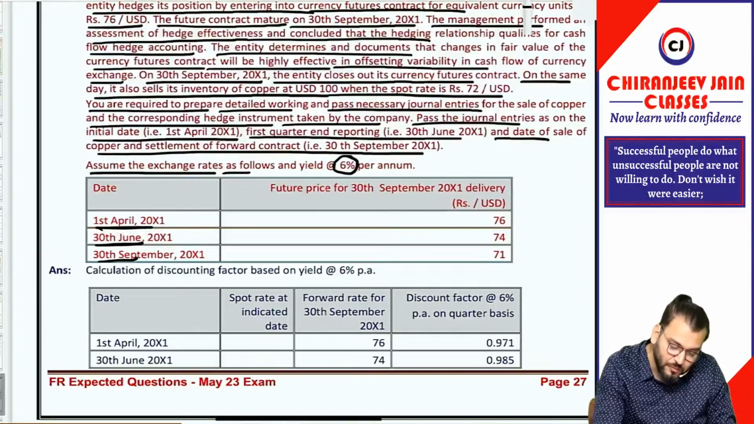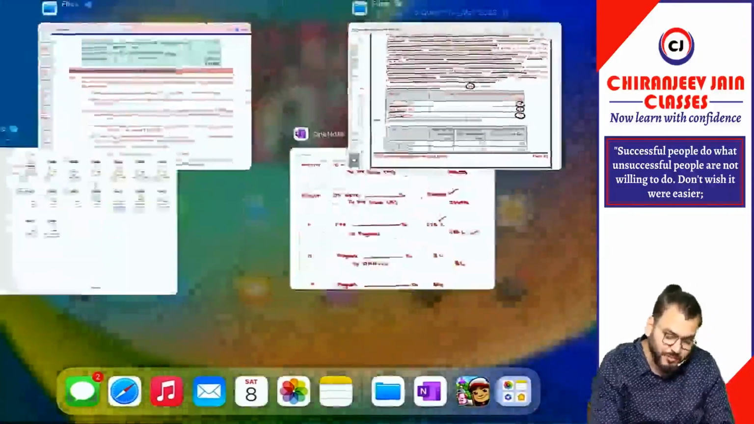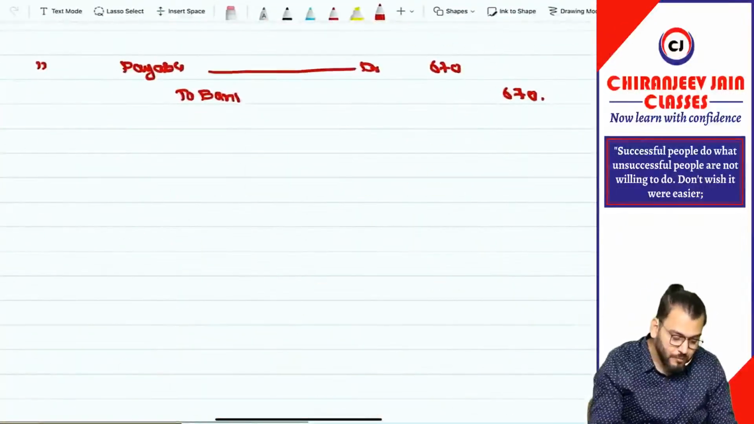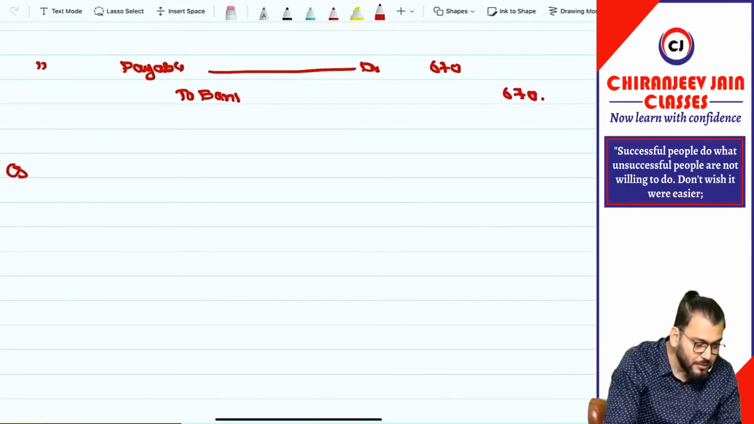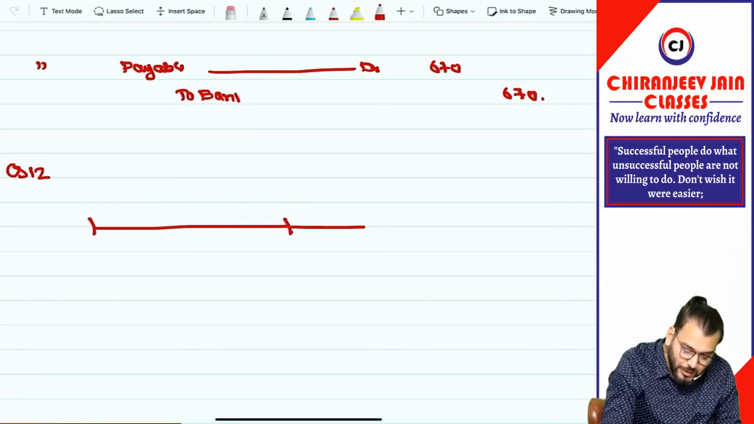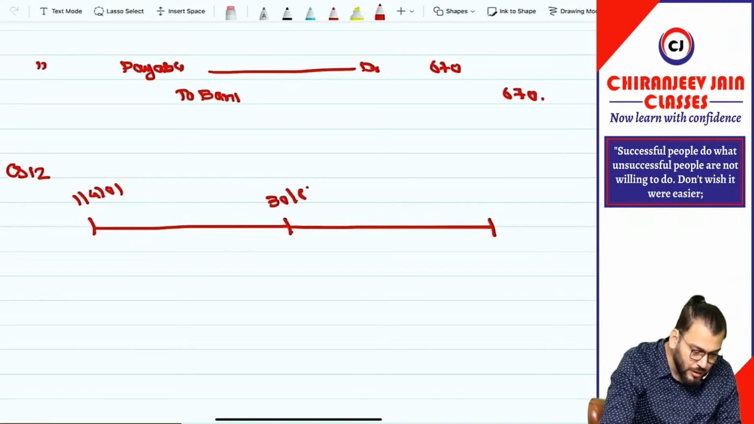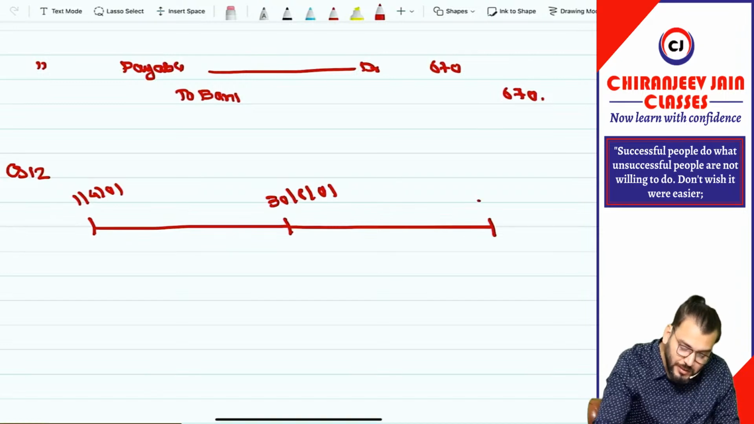You can see the date is given. Initially the forward rate was 76, then it becomes 74, then it becomes 71. This is the information. So let me first explain to you. What is the question? We are doing question number 12. So the contract date, then reporting date, then settlement date. Contract date was 1/4/2001, then it becomes 30th June 2001, then 30th September 2001.